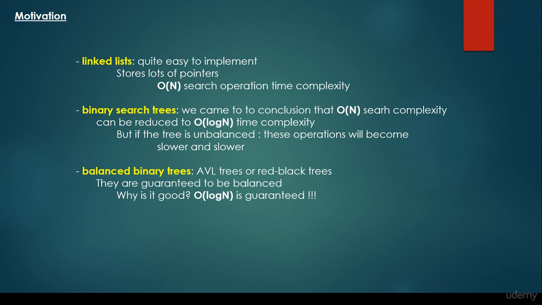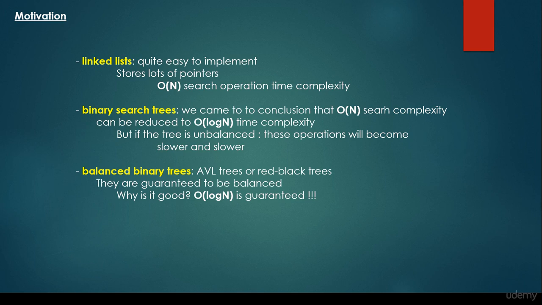Then we come to the conclusion that maybe we are able to reduce this O(n) linear search time complexity to logarithmic time complexity. And that's why we have been talking about binary search trees. We came to the conclusion that O(n) search complexity can be reduced to O(log n) time complexity. But it's very important that if the tree is unbalanced, these operations will become slower and slower. And that's why balanced binary trees have come to be, such as the AVL tree or red-black tree. They are guaranteed to be balanced.